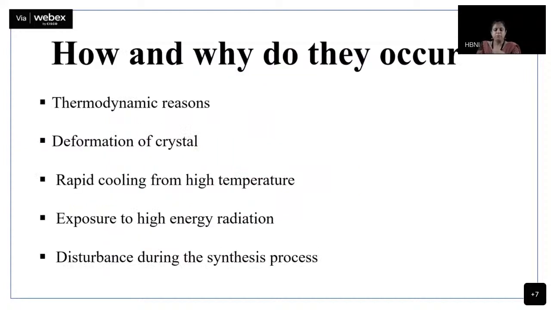Okay. So how and why do actually defects occur? Of course, you beat somebody and he will get hurt. Similarly, you can deform a crystal, defects would be introduced. Suppose you're growing a single crystal, you rapidly cool it from the high temperature. It will introduce some defect in it because if you grow the crystal slowly, the probability of you getting a perfect crystal is more as compared to when you rapidly cool it from high temperature. It's kind of a shock. You give a shock to it, defects would be introduced.